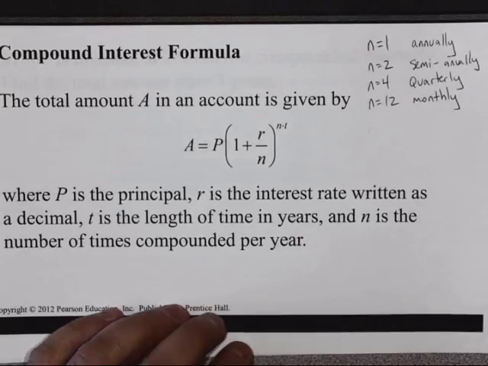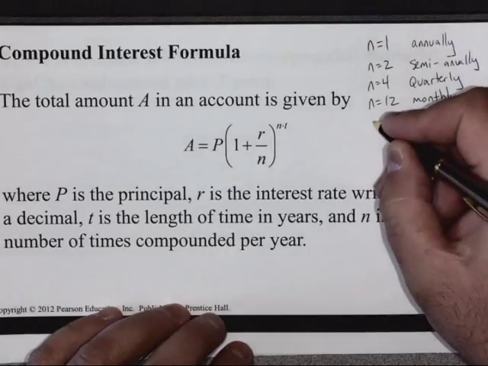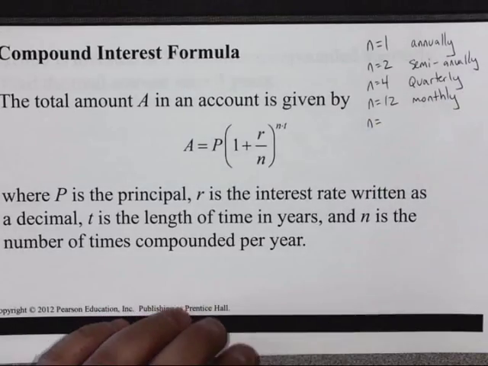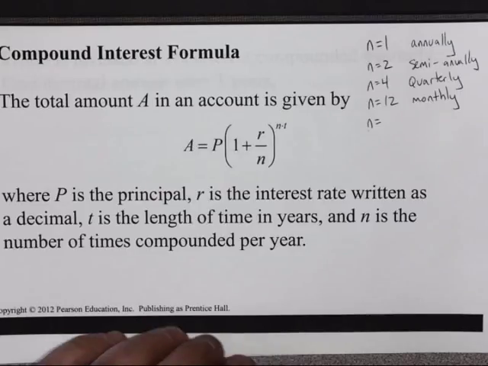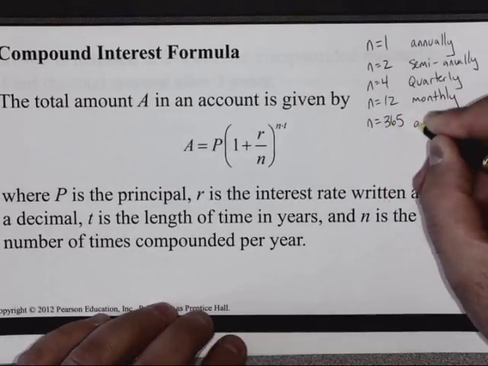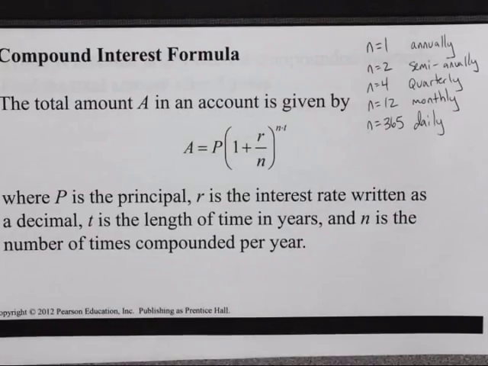And you could keep going here. If N is daily, then it would be 365, because there's 365 days in a year. So those are generally all the values of N that you could have and need to work with. So it should give you that in the problem.